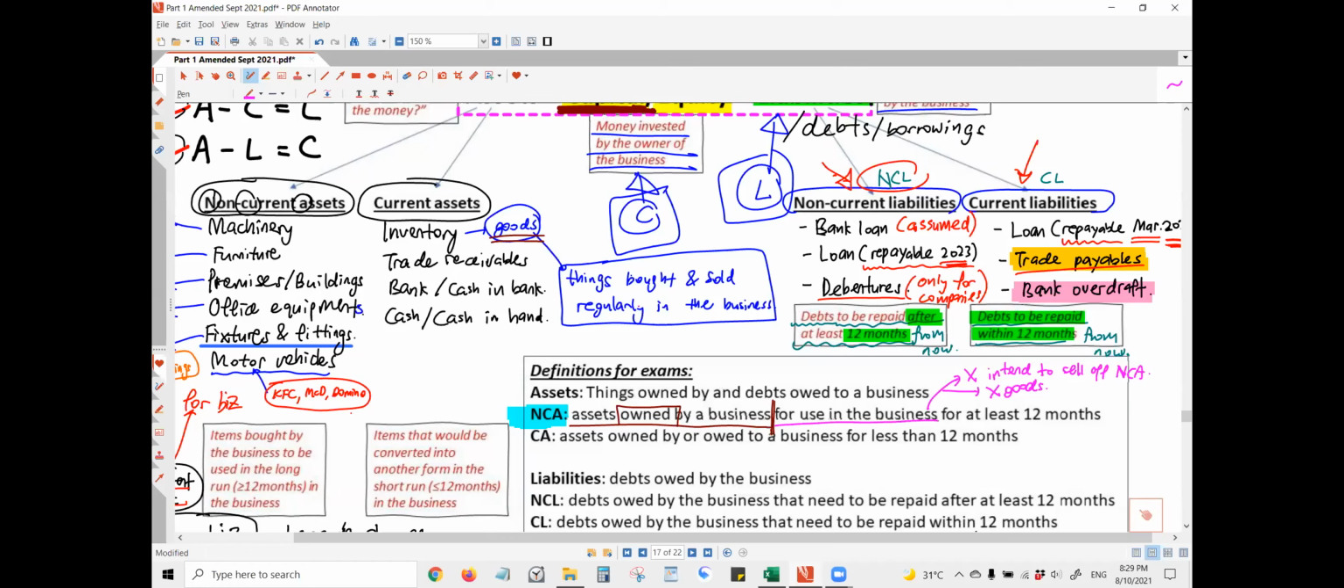Because just now I mentioned to you, goods are the things that you buy and sell regularly in your business. But this is not applicable to the NCA. For NCA, you intend to keep them and use them in your business. Why do you intend to keep them? Look at the example, motor vehicles.